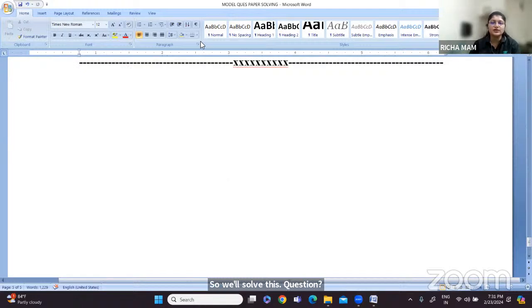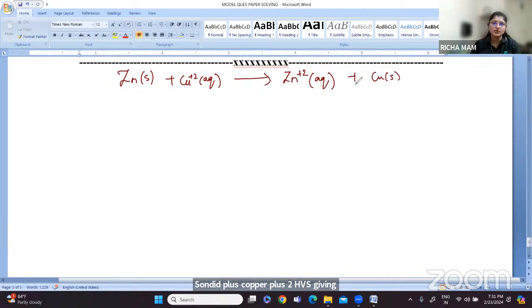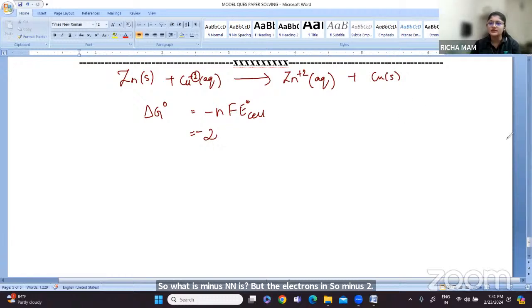The reaction given is Zn solid plus Cu2+ aqueous, giving Zn2+ aqueous plus Cu solid. The standard Gibbs energy can be found as minus n F E naught of cell. Here n, the electrons involved, is 2, so minus 2 into the Faraday value, 96,487, and E naught of cell is 1.1.